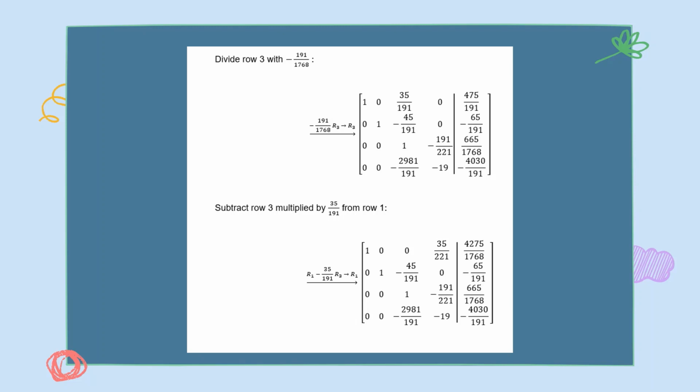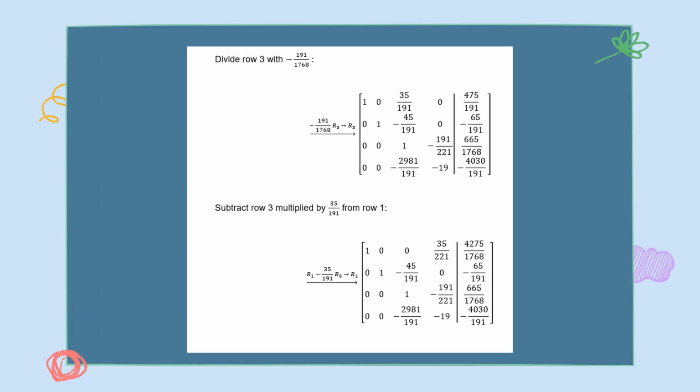Firstly, we look at row 3, column 3. The value is not leading 1. So we have to change the value into leading 1 first. In order to do that, we have to divide row 3 with -191 over 1768.